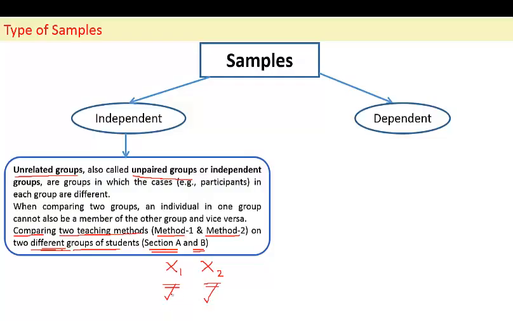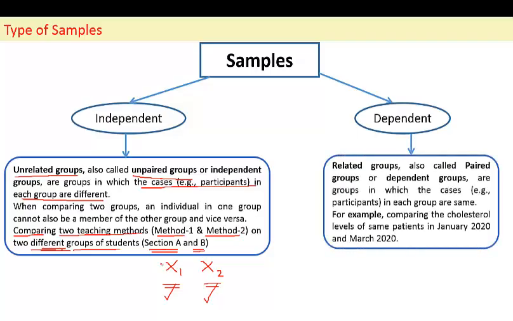Or the individuals in the first group are different from the individuals in the second group. Students in section B and students in section A are different individuals. We call them independent samples. So going to the second type of sample, that is the dependent sample.